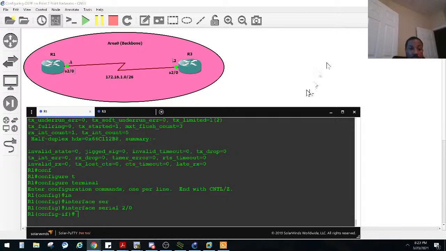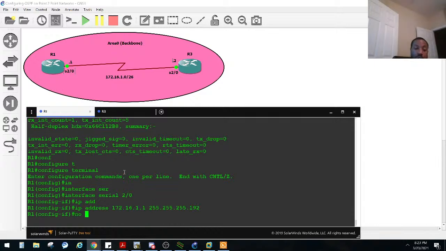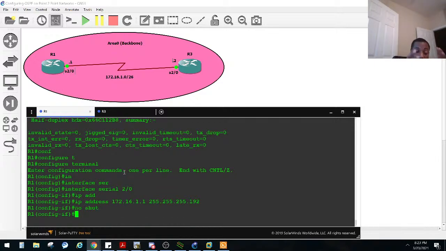So we're going to do the IP address thing on this side, right? The IP address for this interface right here is 172.16.1.1, subnet mask of /26, which should be 255.255.255.192. Then we're going to do a no shut to bring it up. That turns it on. Remember, router interfaces are down by default. I say that a million times.